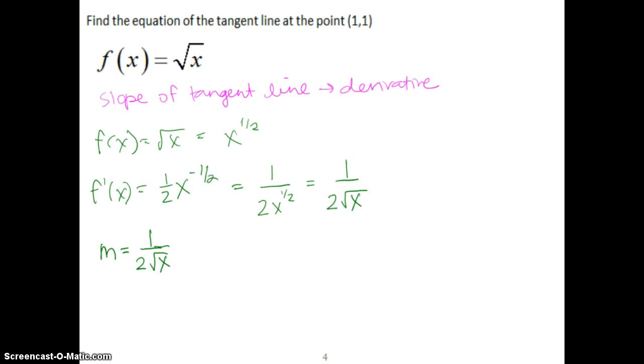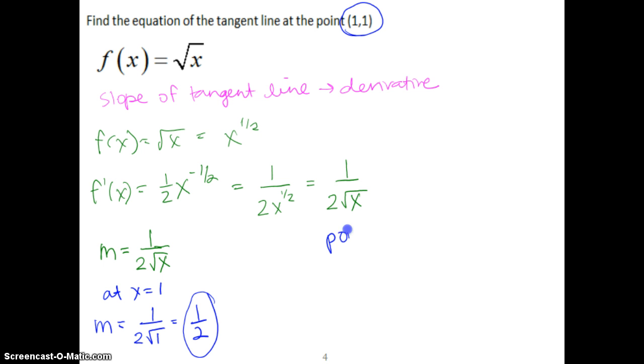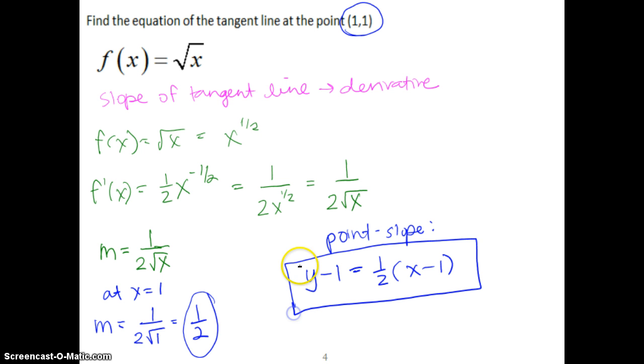Now we're looking for the slope of the tangent line at x equals 1. So at x equals 1, the slope is going to be 1 over 2 square root 1, which is 1 over 2. So now we have our point, and we have our slope, so we can use point slope form to write the equation. So our point slope form of the equation is going to be y minus 1 equals 1/2 times x minus 1. And there you have an equation of a tangent line.